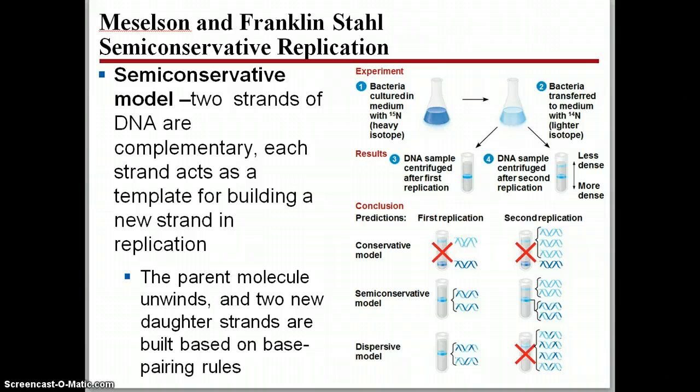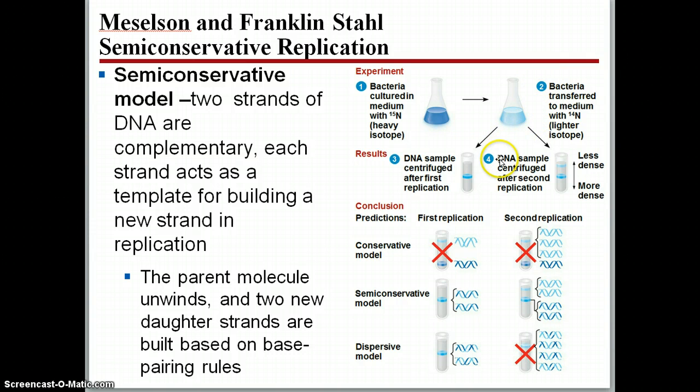This was later proved in Meselson and Franklin Stahl's experiment. So they were able to demonstrate that the semi-conservative method is correct. What they did is they had bacteria cultured in a medium with a heavy isotope of nitrogen and bacteria cultured in a light isotope of nitrogen. When they initially did the experiment, they started with the heavy isotope and then grew the bacteria in the lighter isotope.